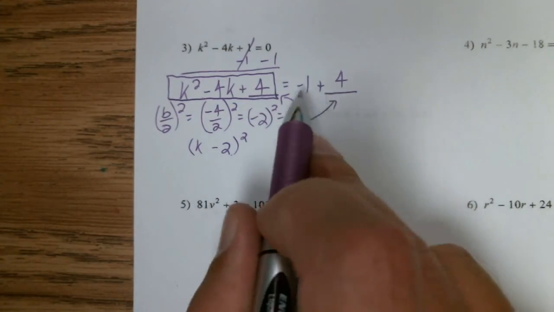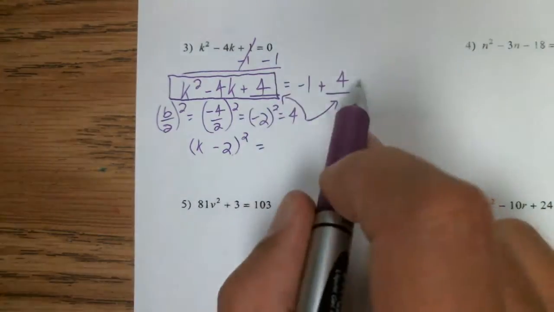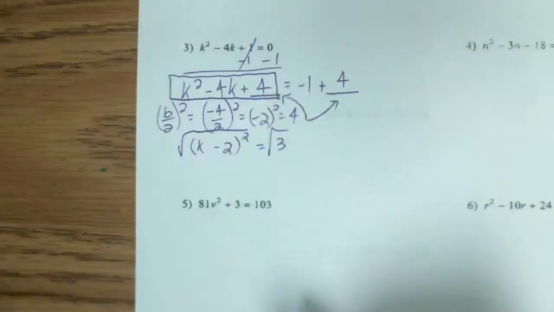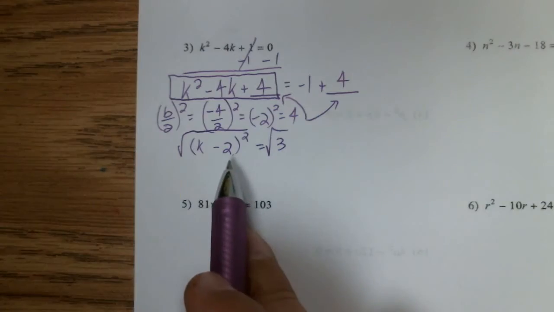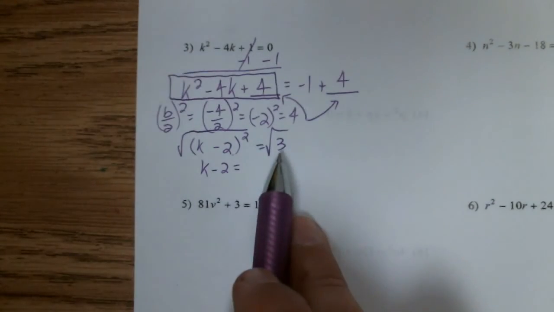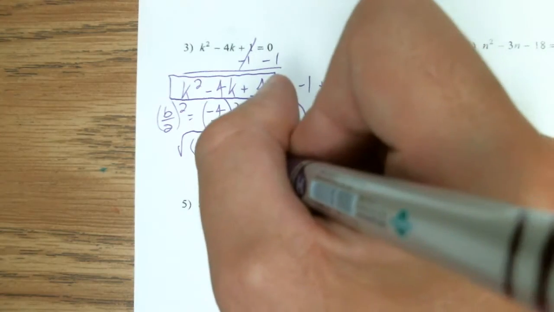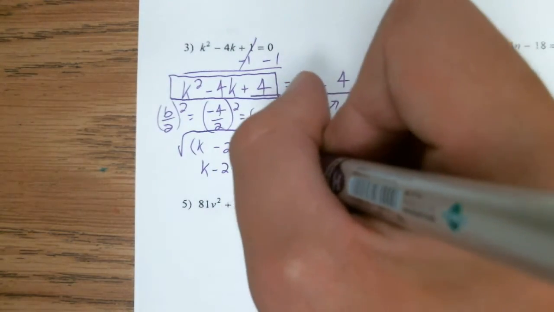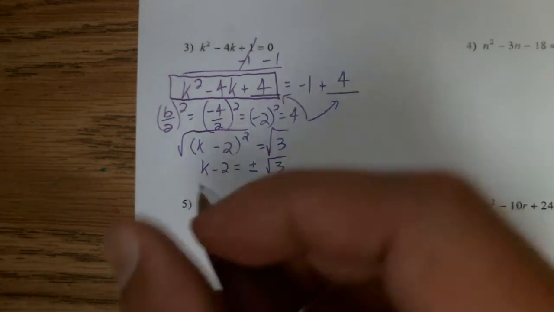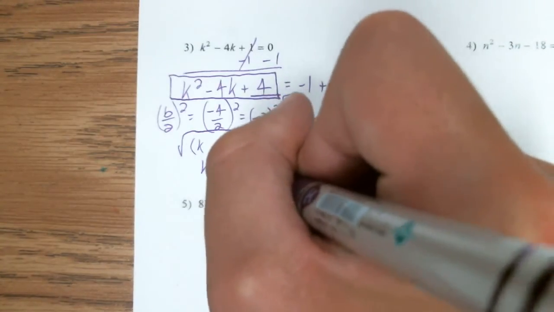On the right hand side, I combine my like terms: negative 1 plus 4 is 3. And the last step is to take the square root of both sides. When I take the square root of something squared, I just get itself, so I just get k minus 2. And when I take the square root of 3, I'm always going to generate a plus or minus. So I get plus or minus the square root of 3. Now I still need to get k by itself, so I'm going to add 2 to both sides.